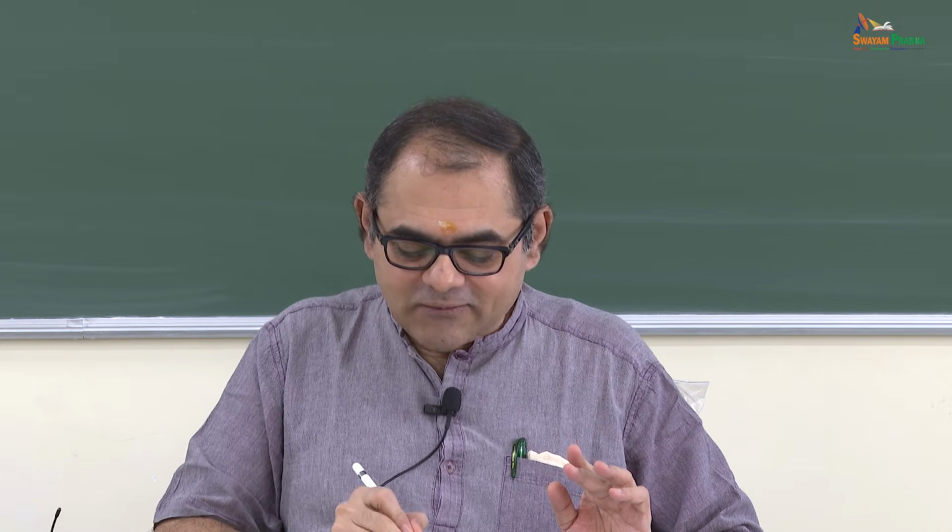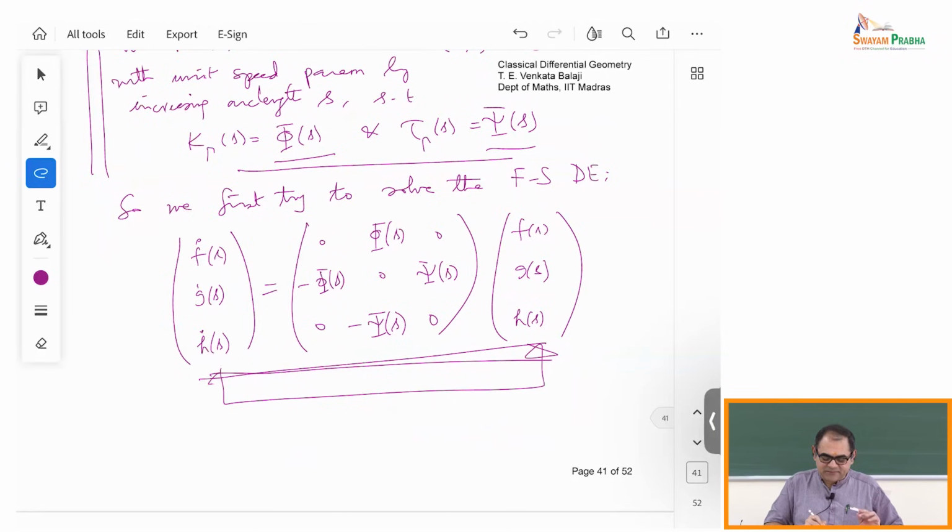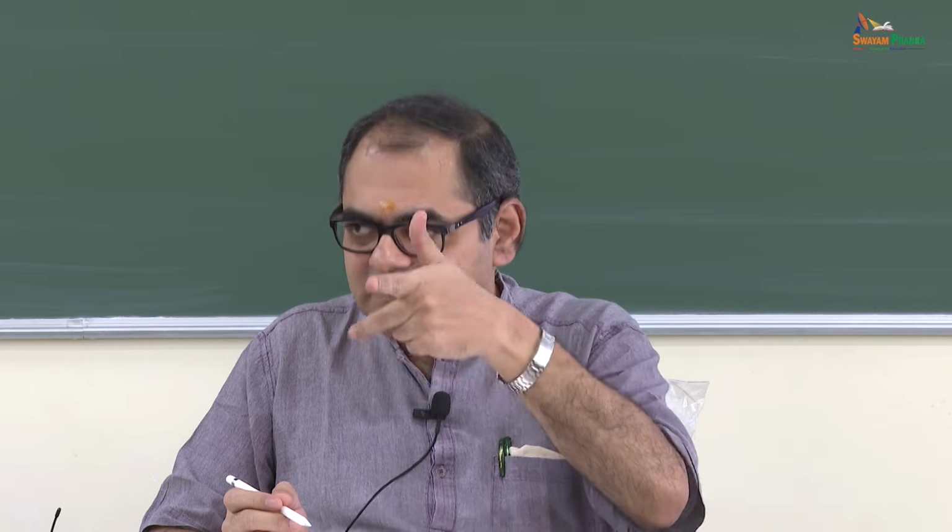So let me say the following thing. You see, again, let me repeat: you solve this so-called Frenet-Serret differential equation, you will get only 3 vector functions. You can even put an initial condition, that these 3 vector functions at a given point are 3 known vectors, they correspond to a fixed orthonormal frame.